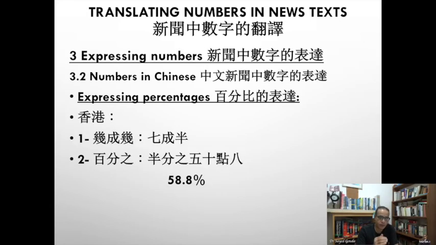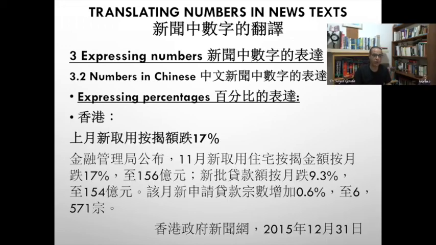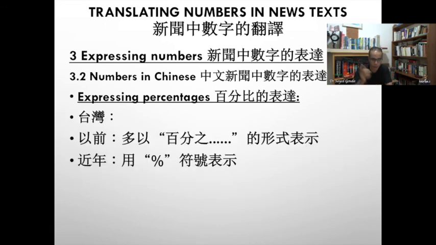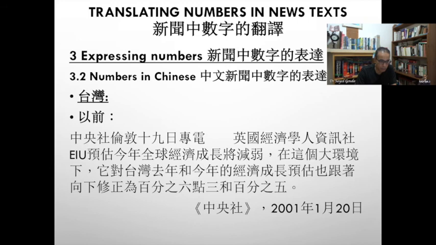The same with the percentage. In the past, again, all the media in Hong Kong, Taiwan, China used words like 百分之, or they used what's called 分数计, like 七五折, meaning 75%. But nowadays they all use the percentage sign, like 75%, the Arabic numbers and the percentage sign.